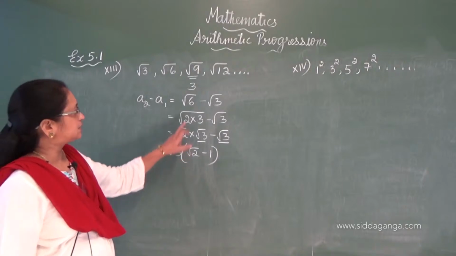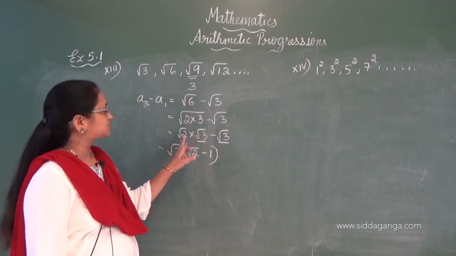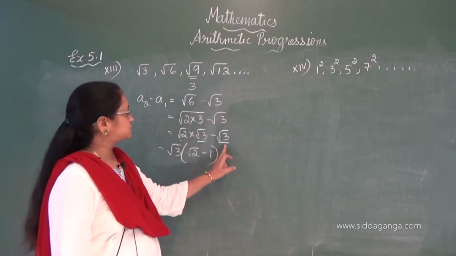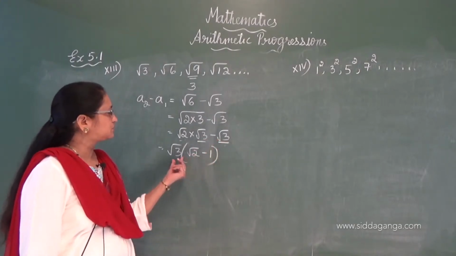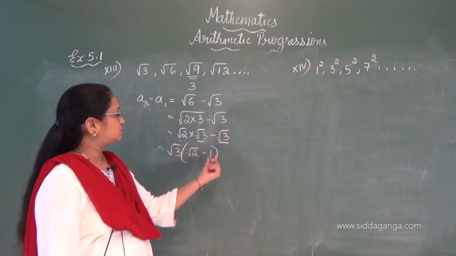Hope it is clear. See, root 6 can be written as 2 3s are 6, root 6 means root 2 into root 3. Root 2 into root 3 is nothing but root 6. Then minus root 3. Now here root 3 is common, so I will take it outside. So root 2 minus 1 remains.